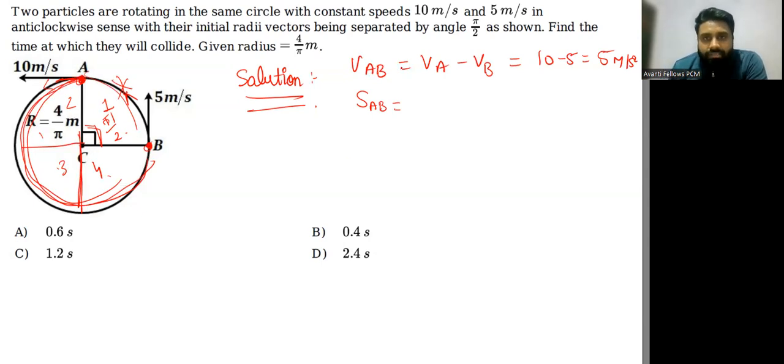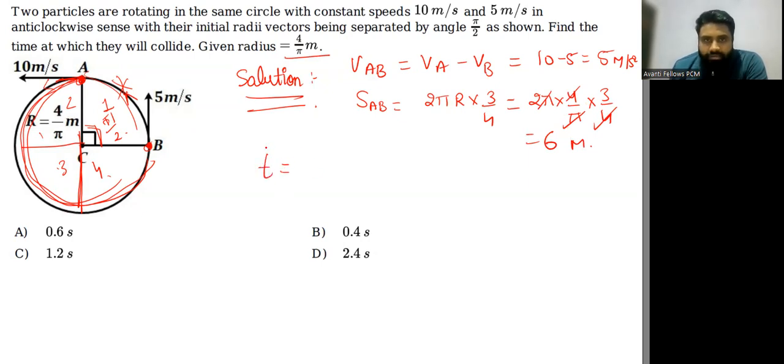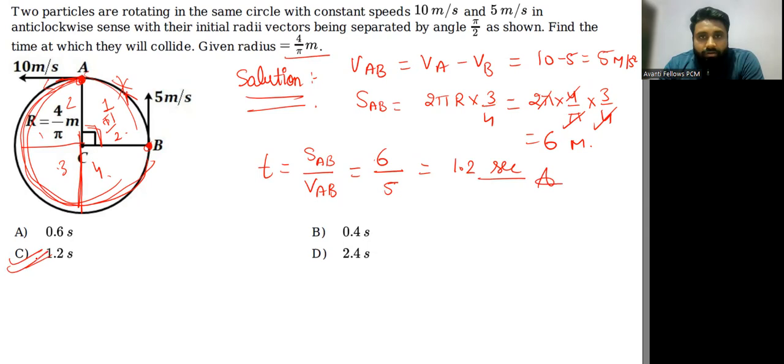The entire distance of the circular path is 2 pi r, and it is 3 by 4th of it. Now 2 pi r is given as 4 by pi into 3 by 4. Pi will cancel out pi, this 4 will cancel out this 4. It is 6 meter. Now simple. The time taken will be S of AB divided by V of AB. Now S of AB is 6 meter and V of AB is 5 meter per second. So it will give you 1.2 second. So time taken for the first collision is 1.2 second.